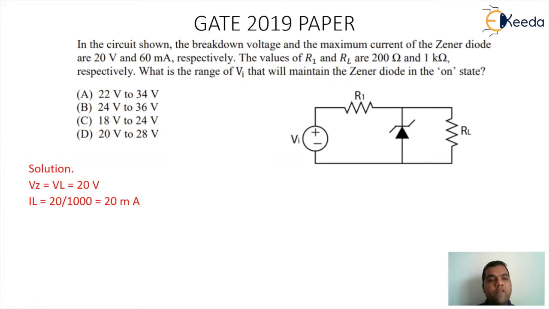We can get the value of load current as voltage by resistance. So the voltage is 20 and the load resistance is 1000. So the value of current will be 20 milliampere. So we got the value of IL as 20 milliampere.